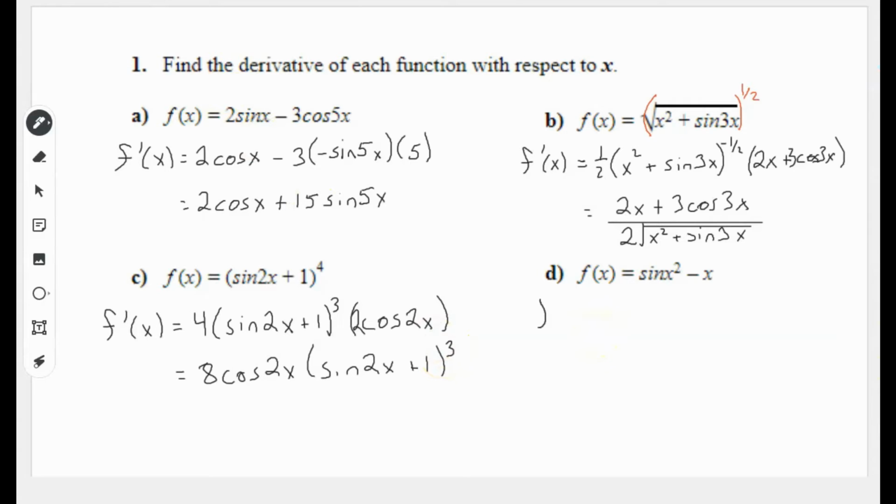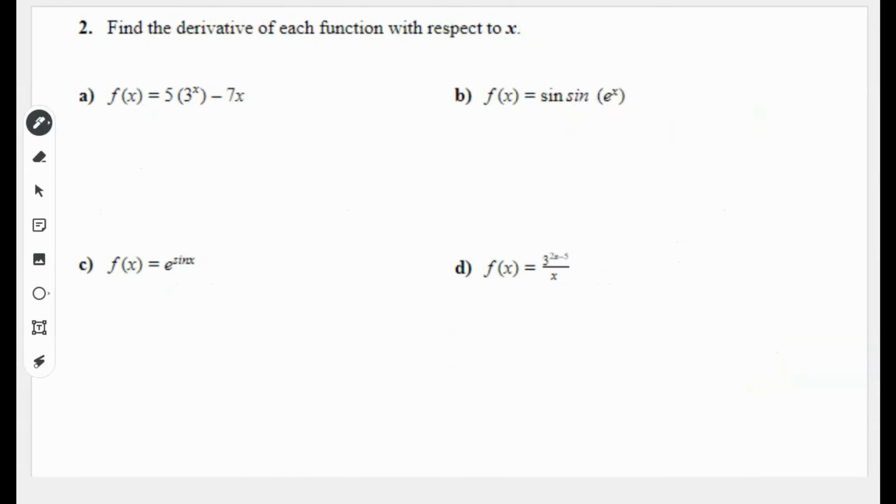So for part D then, our derivative is going to be, this is the sine of x squared, not the sine squared of x, but the sine of x squared. So the derivative of sine is cosine, so we're going to leave that. And then multiply it by the derivative of this function, x squared, which is 2x. And subtract derivative of x is just 1. So if you want, you can write 2x times the cos of x squared minus 1.